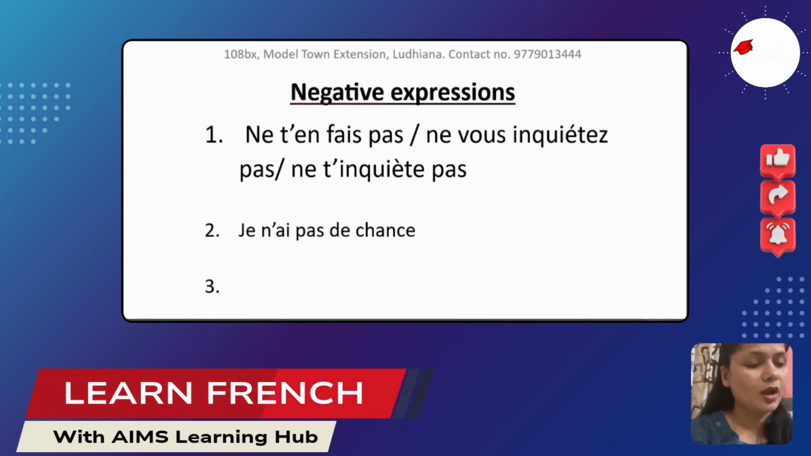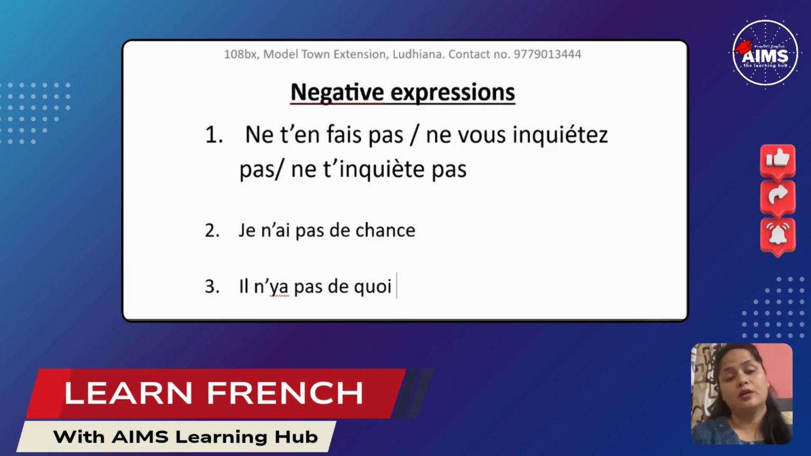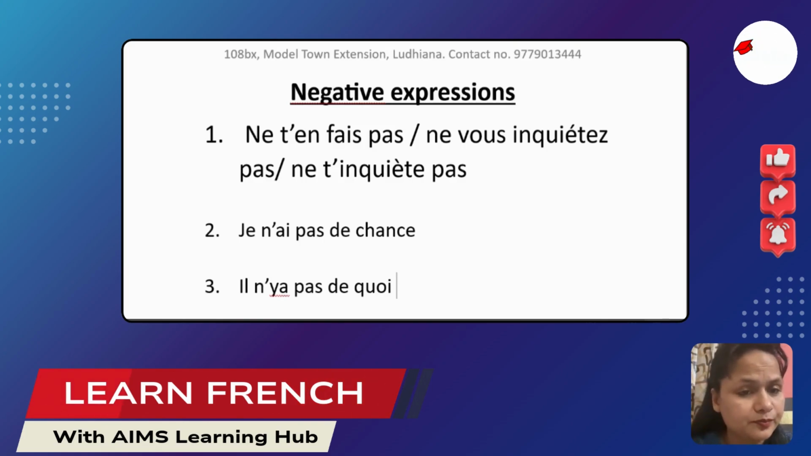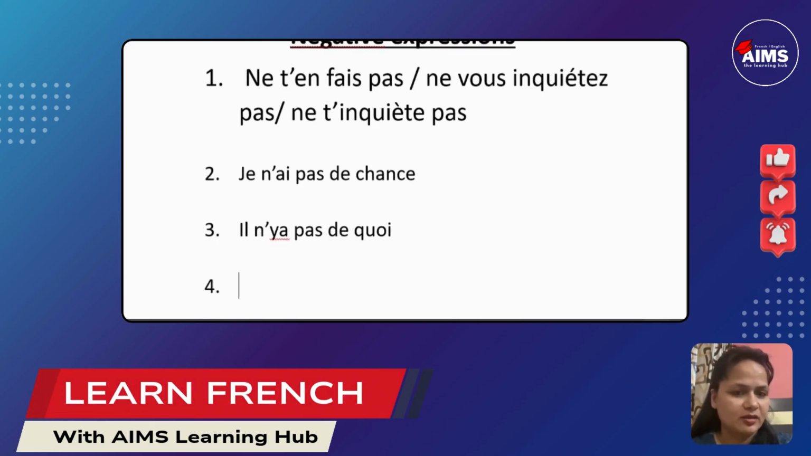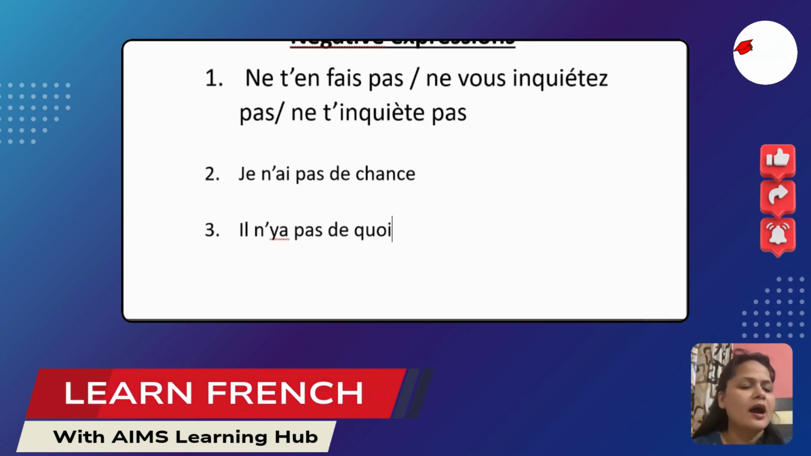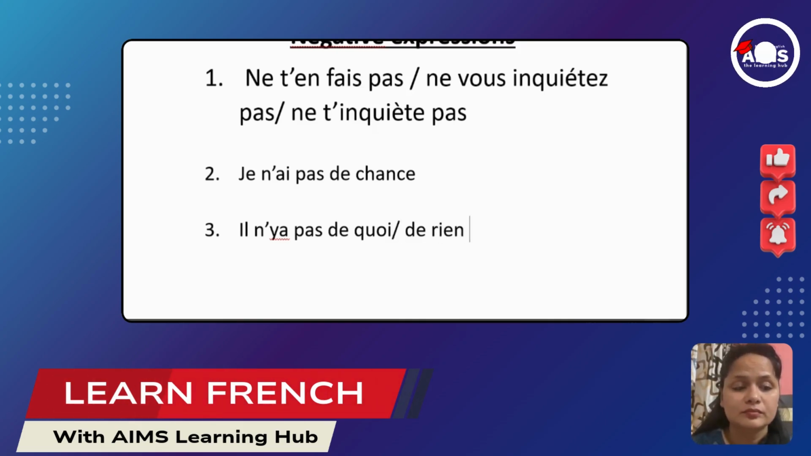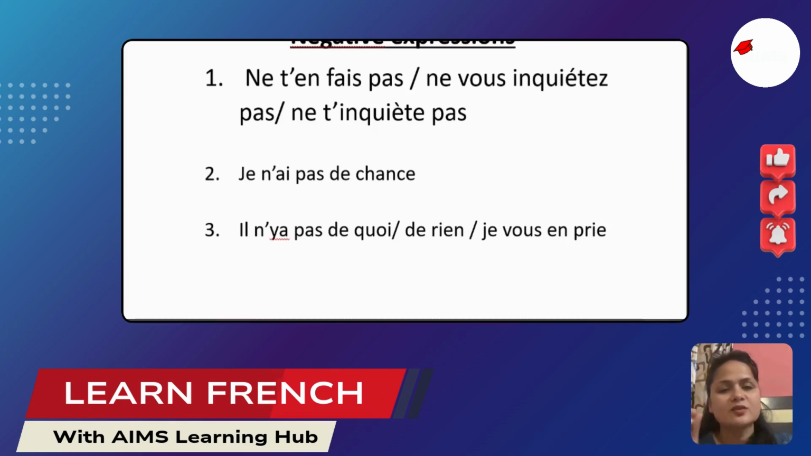Okay, the third one is il n'y a pas de quoi. Il n'y a pas de quoi. Now this is the expression you can use, for example, when somebody is saying to me, thank you. When I teach my students and when they are leaving the class, there are some students who say thank you ma'am, merci madame, in French. So how do I respond to my student? When they say merci, I say to them, de rien. And I also say, je vous en prie. In this way, il n'y a pas de quoi.